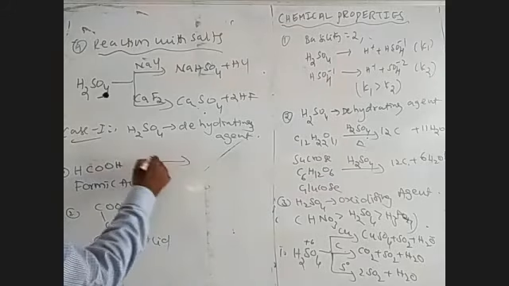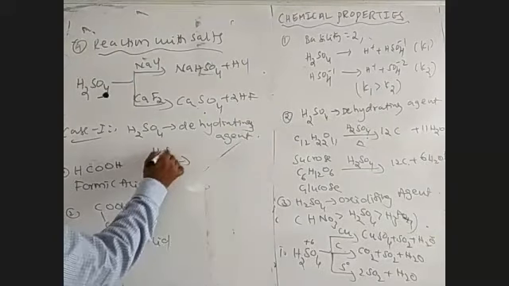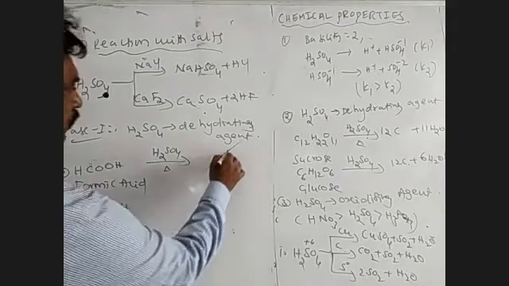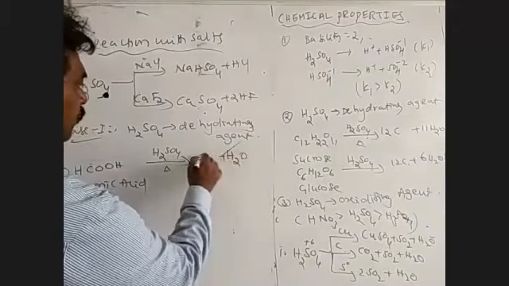Formic acid on heating with H2SO4 loses a water molecule. A water molecule means 2 hydrogen and 1 oxygen, H2O. The remaining compound is CO. So formic acid on heating with H2SO4 gives CO plus H2O.